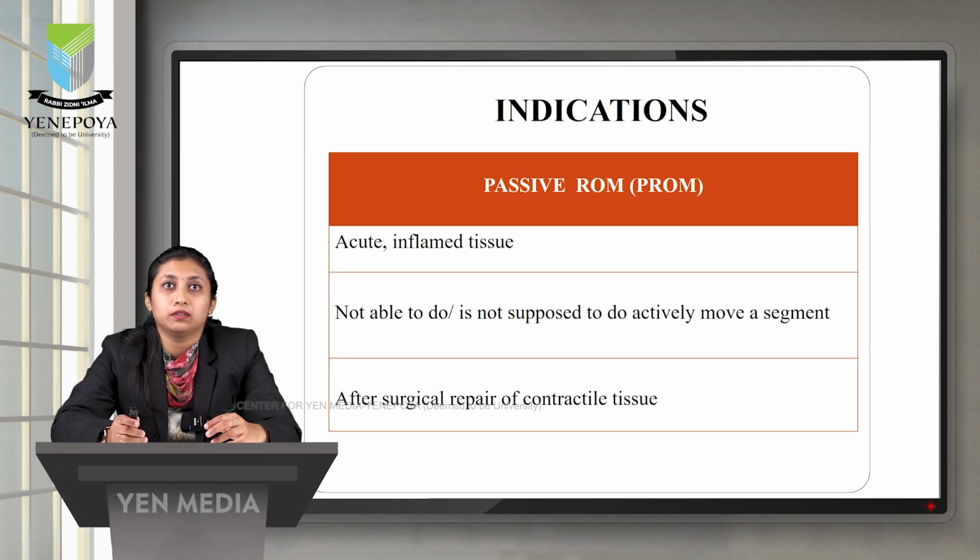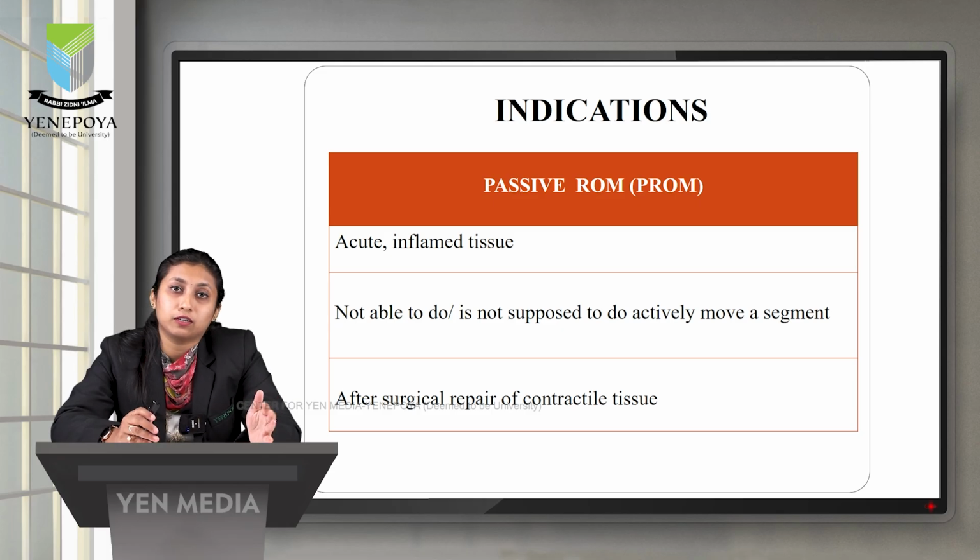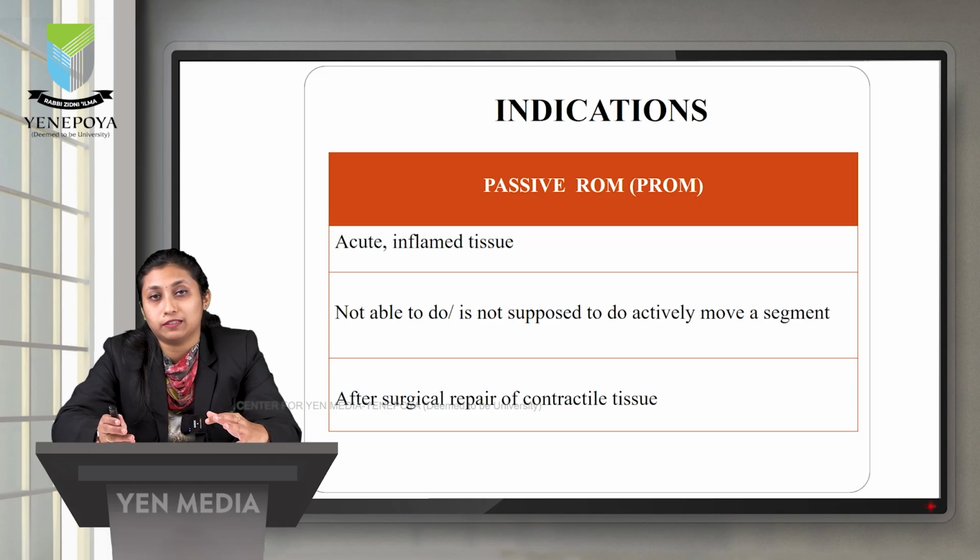Now let's see the indications of passive range of motion first. In the case where there is acute or inflamed tissue, we give passive range of motion. In the cases where the patient is not able to move a joint actively or is not supposed to, that is, where immobilization is prescribed, passive range of motion can help. And after surgical repair of a contractile tissue, basically we do passive range of motion exercises initially.